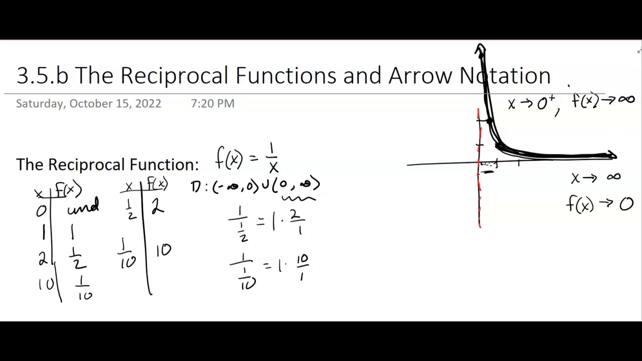And we have this special notation here that tells us things. And in this case, for that part of the graph, it says x is approaching 0. If x is approaching 0 from the right-hand side, that's what that little superscript means, that little plus. It means from the right.